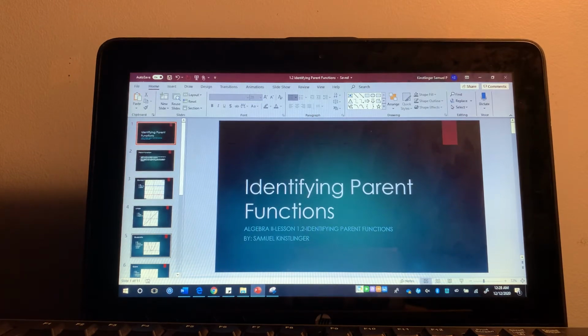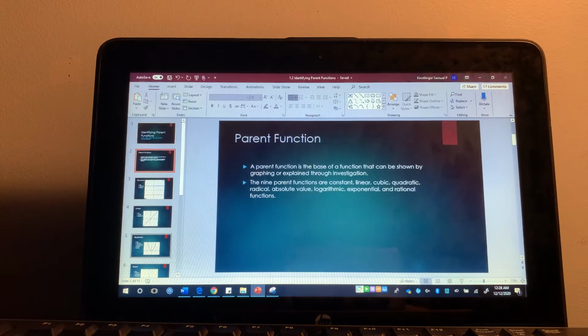Today in our second lesson, 1.2 for Algebra 2, we will be learning about the basics of parent functions and how to identify them. A parent function is the base of a function that can be shown by graphing, as we'll look at today, or explained through investigation, as we'll look at in future videos.